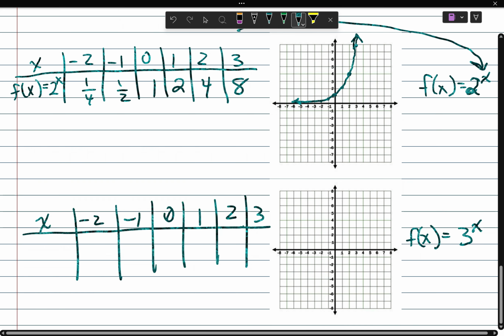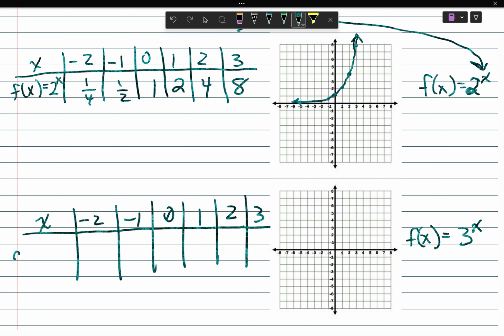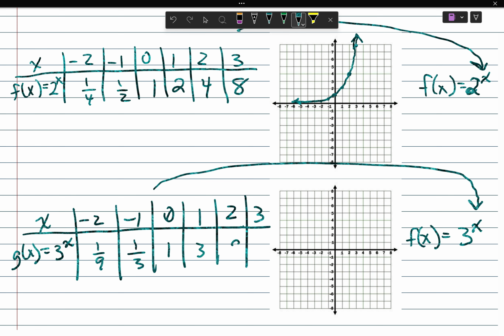Okay, so now I'm going to try this again. I'm going to make a table of ordered pairs that satisfy g of x is equal to 3 to the x power. I'm now plugging these values of x into our function. I'm just going to write down the values that I've calculated, and you can do some scrap work on your own and make sure you get the same thing. So I get 1/9, 1/3, 1, 3, 9, and then 27.